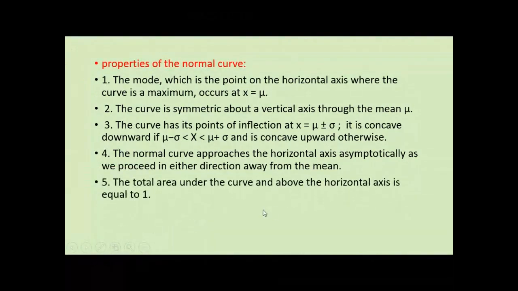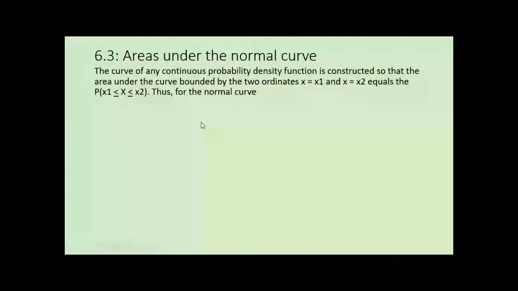The total area under the normal curve and above the horizontal axis is equal to 1. We have already seen this one. Now, areas under the normal curve. We will complete the theory part, then we'll go to exercise problems.